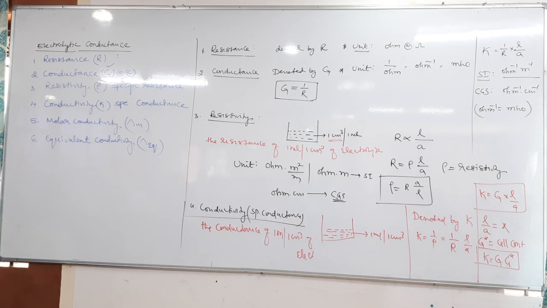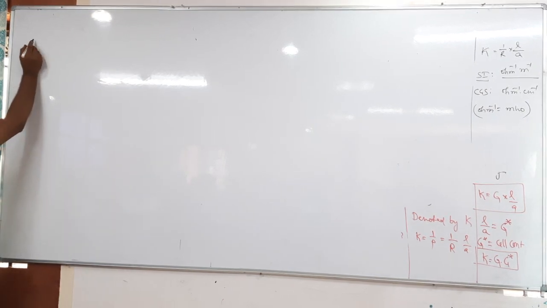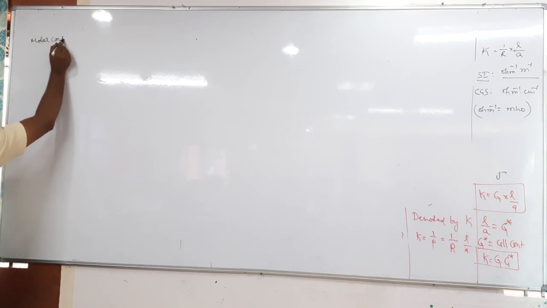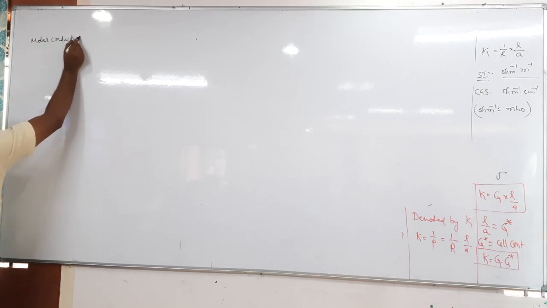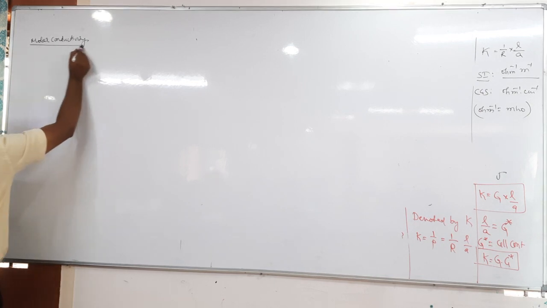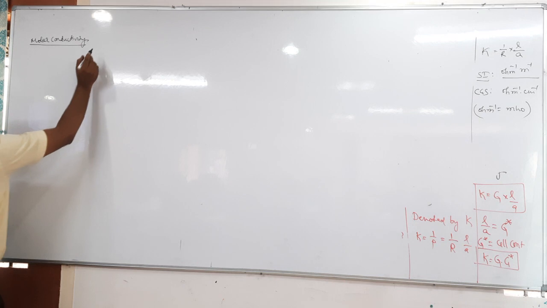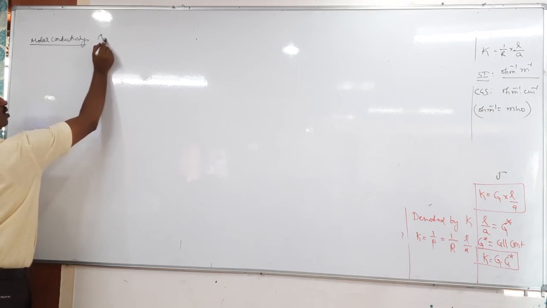Next is conductance. The property of... molar conductivity. So molar conductivity is denoted by lambda m.